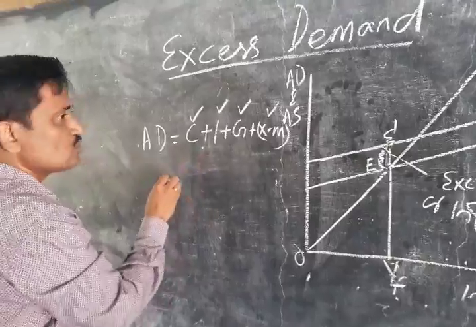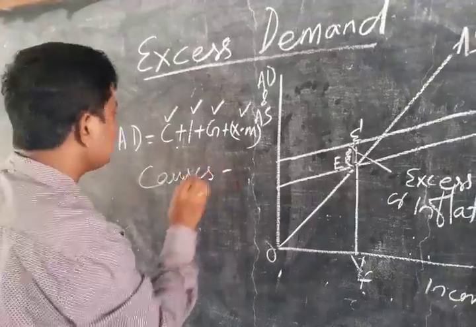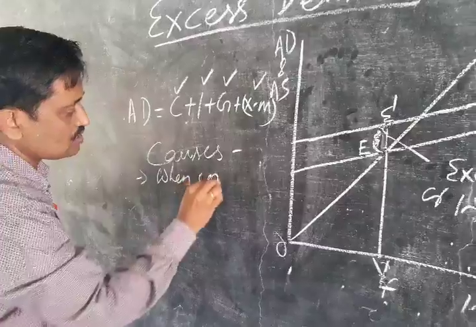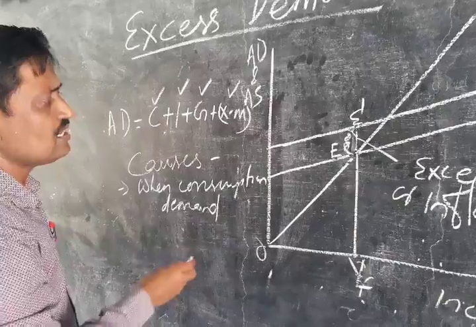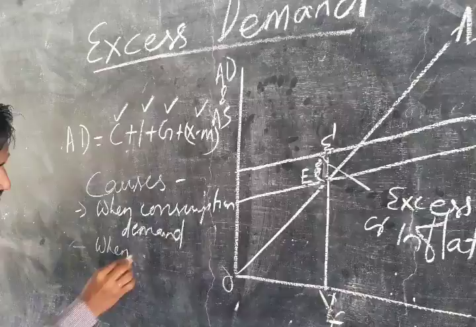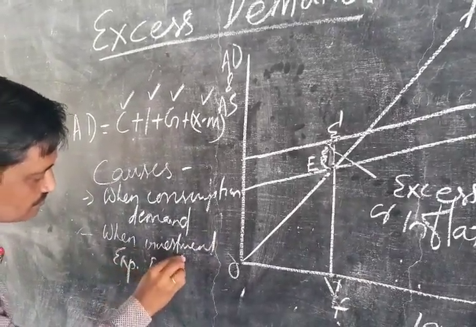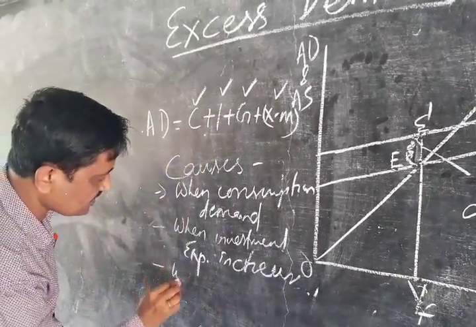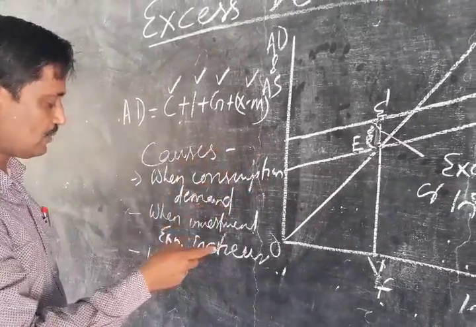So you can write the causes like this. When consumption demand increases, consumption expenditure increases. Likewise, when investment expenditure increases. Likewise, when government expenditure increases, why it increases, there are different things relating to that, you can know better.